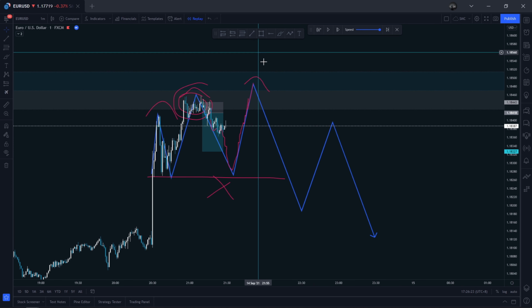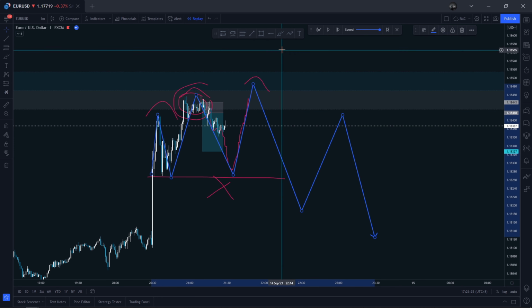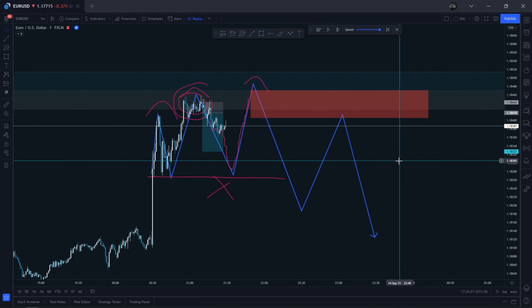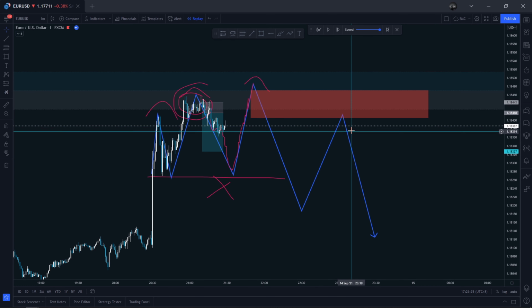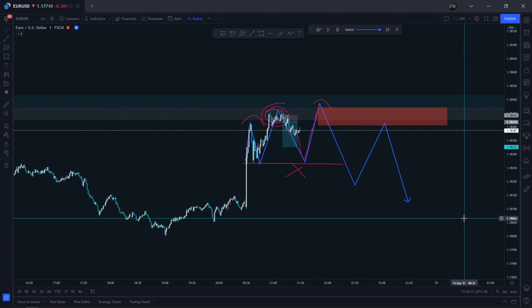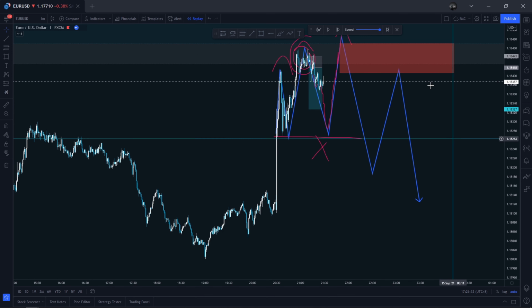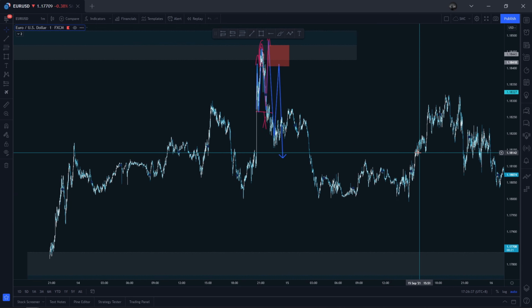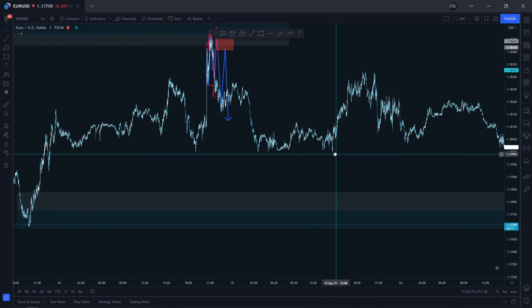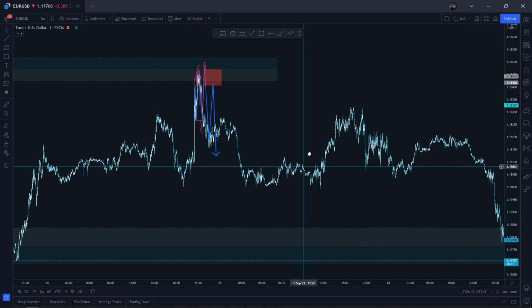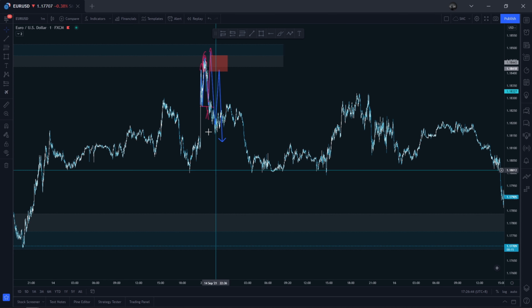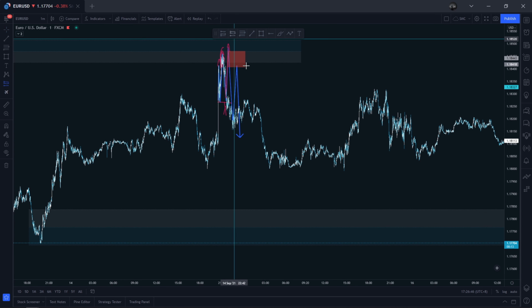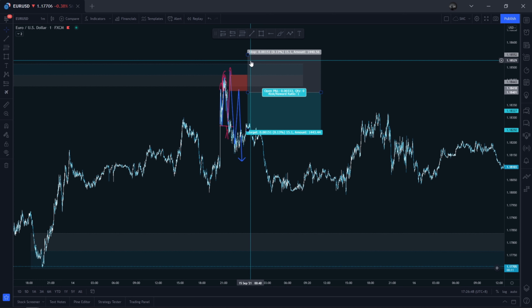So we wait for a break of structure. It broke structure. Then we look for an OB here, then enter on that. It's a lesser RR, but you have the chance to not miss this huge move down, which currently went lower. So it's probably a 1 to 8 RR now, if we measure this.